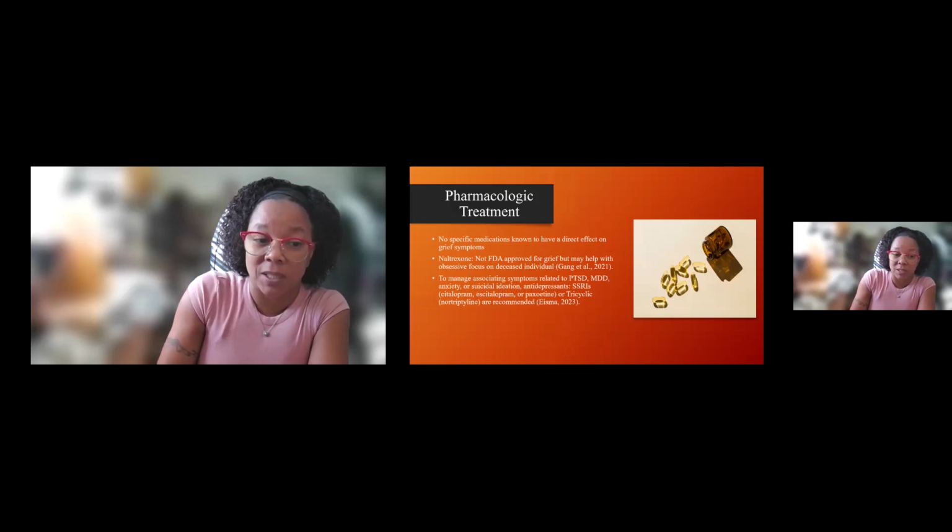Pharmacological treatment. No specific medication is known to have a direct effect on grief symptoms. There have been studies about naltrexone, but it's not FDA approved for grief, but it may help when the person obsessively focuses on the deceased individual. To manage symptoms of grief, symptoms are also usually related to PTSD, MDD, anxiety, suicide ideations, and the suggested treatment is with SSRIs and tricyclics.